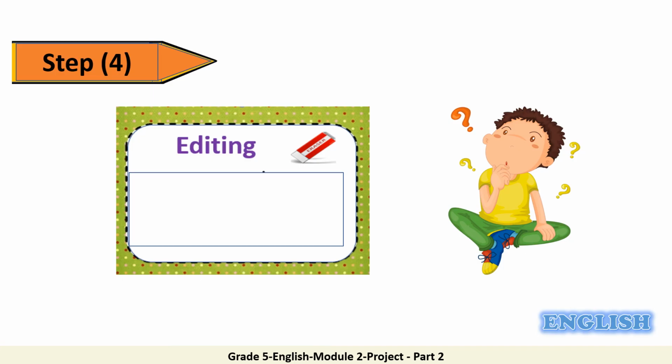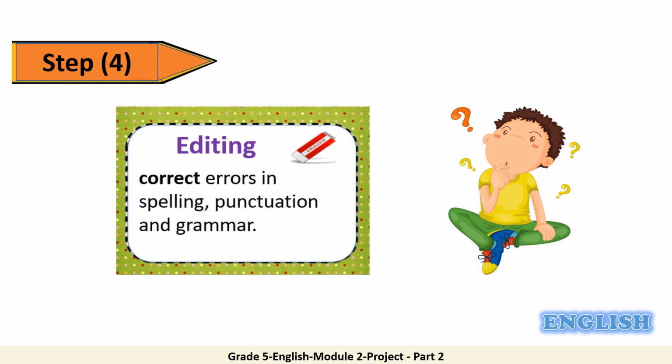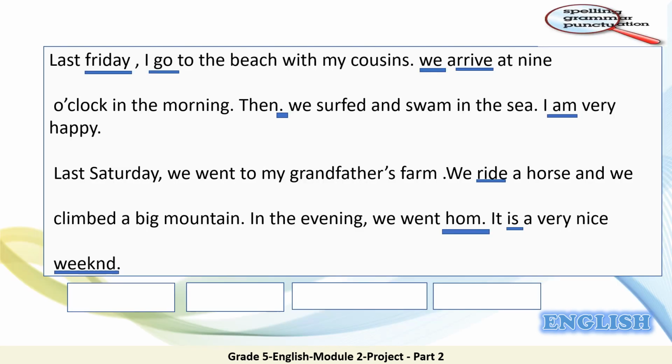Here we are going to talk about step number 4, editing. Here you have to correct errors in spelling, punctuation, and grammar. Dear students, look at these lines under the words. Here you are going to correct the mistakes that you made.